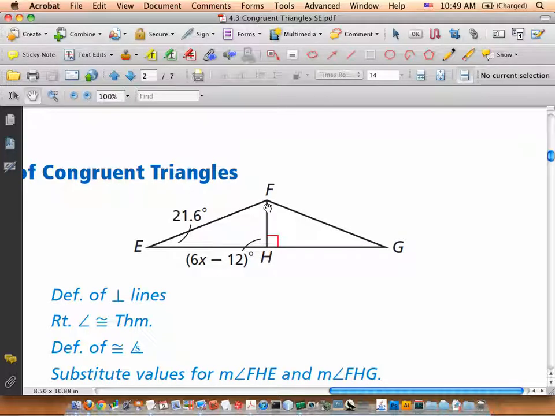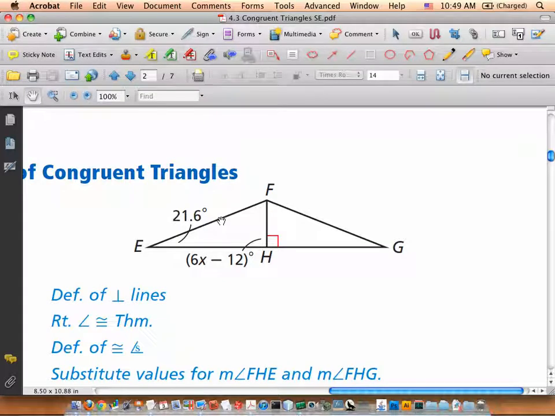Okay. Would you agree with me that triangle FHE has a 90 degree angle at H? Yeah. Now, since FHE is 90 degrees, I know that angle EFH is complementary with angle FEH, this angle here. And what does it mean to be complementary? Adds up to 90, right? Right. So all you have to do to figure out this angle is to subtract 21.6 from 90.